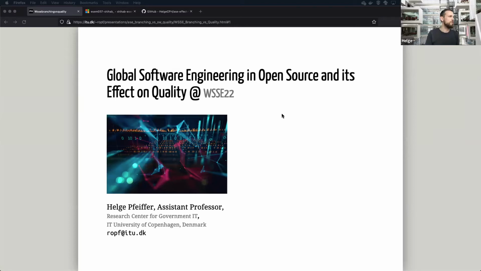I would like to talk a bit about global software engineering in open source and its effects on quality. And what that is precisely, I will come back to in a second.